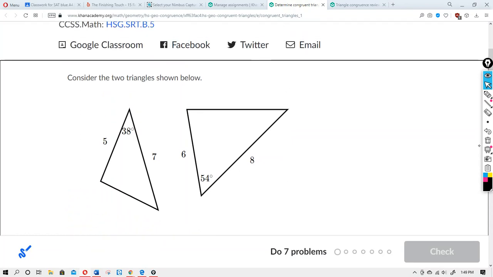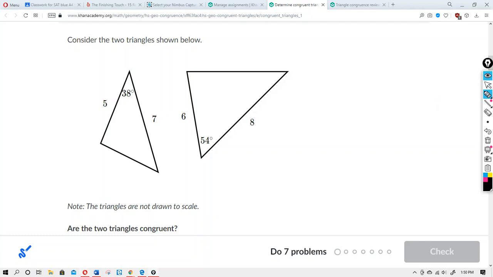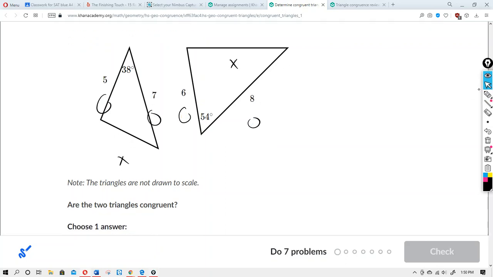Can we prove these triangles congruent? Well, let's see. Here we have a 6 and an 8 and a 5 and a 7. We already have two sides that don't match. So even if this side matches this side, there's no way these triangles can be congruent. So the answer is no.